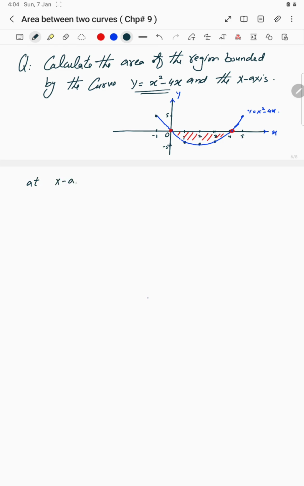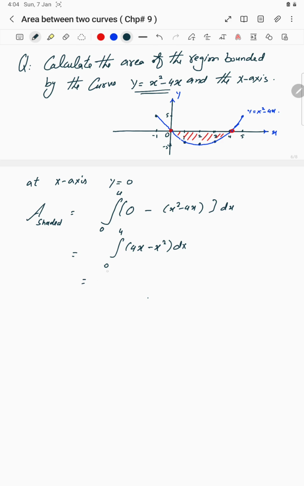At the x-axis we know y equal to 0, so we have the shaded area equal to integral with limits 0 till 4. One function is 0 minus the other one, x square minus 4x, d of x, that is upper minus bottom function. So it comes to be integral 0 till 4. We can write 4x positive minus x square d of x. Now we will integrate it.